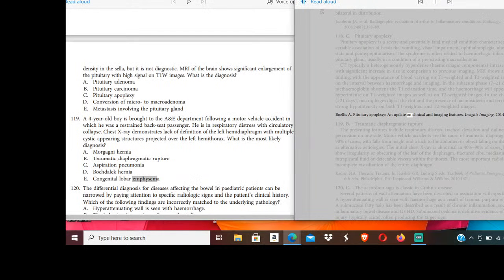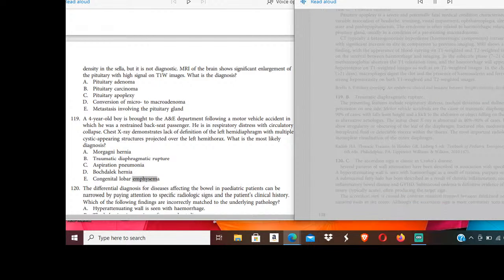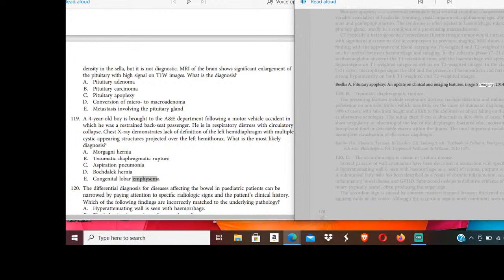Pituitary apoplexy: an update on clinical and imaging features. Insights into Imaging. 2014, 5, 6, 753-762.